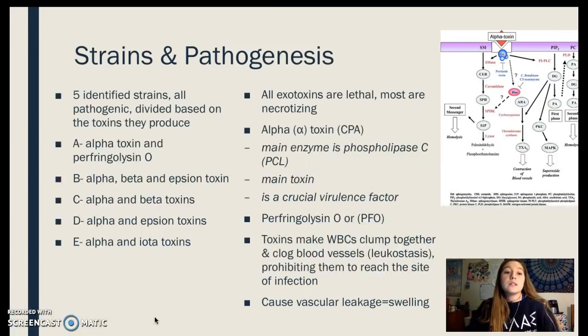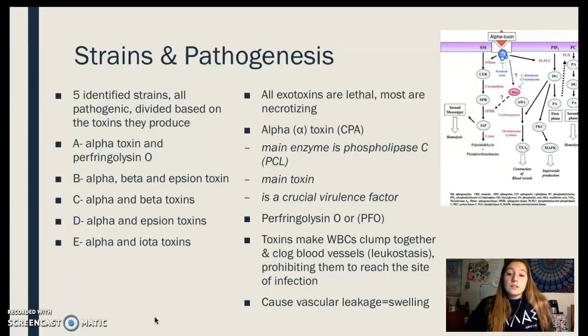So strains and pathogenesis, there's 5 identified strains. All are pathogenic, and they're divided based on the toxins they produce. There's A, B, C, D, and E strains. The A strain is going to contain the alpha toxin and perfringolysin O, which is another toxin. These two are going to be the most important toxins, and I'll talk about why. All of these exotoxins are going to be lethal, and most are necrotizing. The alpha toxin, also known as CPA, releases its main enzyme phospholipase C, which is what it uses to cause necrosis and a lot of other detrimental effects to the body.